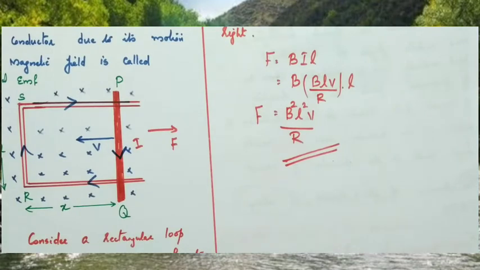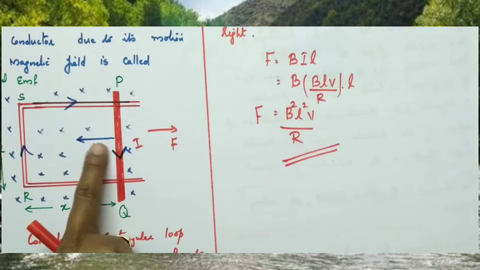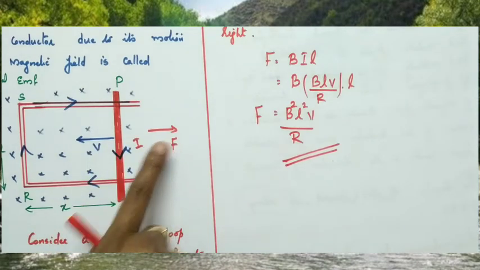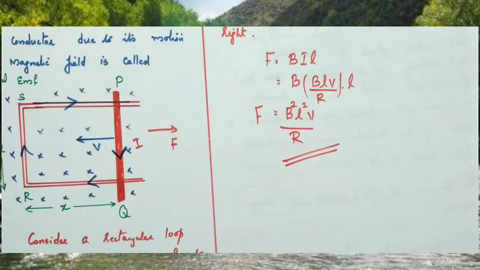Thus this force due to induced current acts in the outward direction, that means towards right, which is opposite to the velocity of the arm. We know that the velocity of the arm is towards left and the direction of the force is towards right. Hence, to move the arm with a constant velocity V, it should be pulled with a constant force.